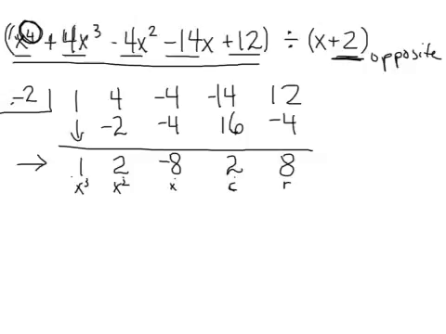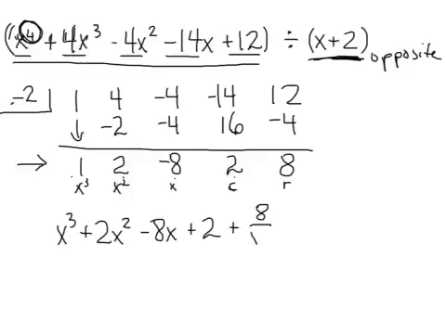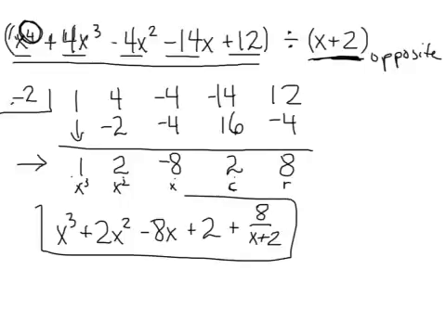So when we write this, our coefficient is 1, our term is x cubed, we're just going to write x cubed. Next, our coefficient is 2, x squared. Next, the coefficient is -8, x, and our constant, +2. Our remainder we're going to write as 8 over our divisor, our original divisor, x plus 2. And there's our final answer.